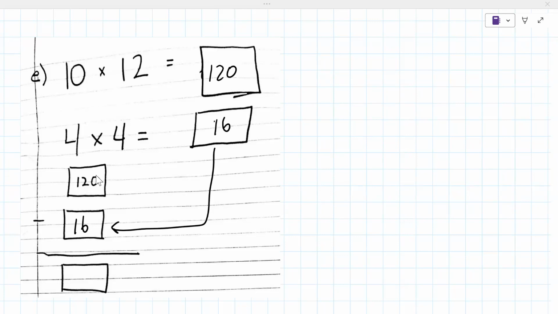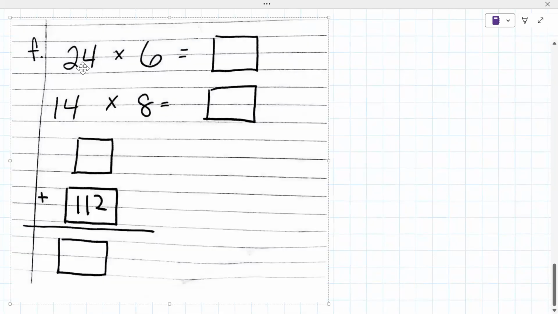Okay, now we're going to subtract 120 minus 16. 120, and then you're subtracting 16. 104. 104. Good. So get that written down. Let me know when you've got that down, and we'll move on to letter F. Yeah, we can move on to F. Okay. All right.